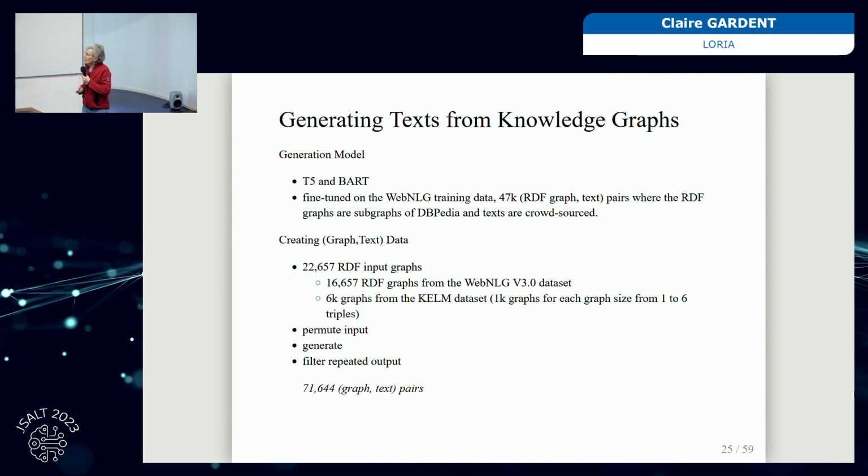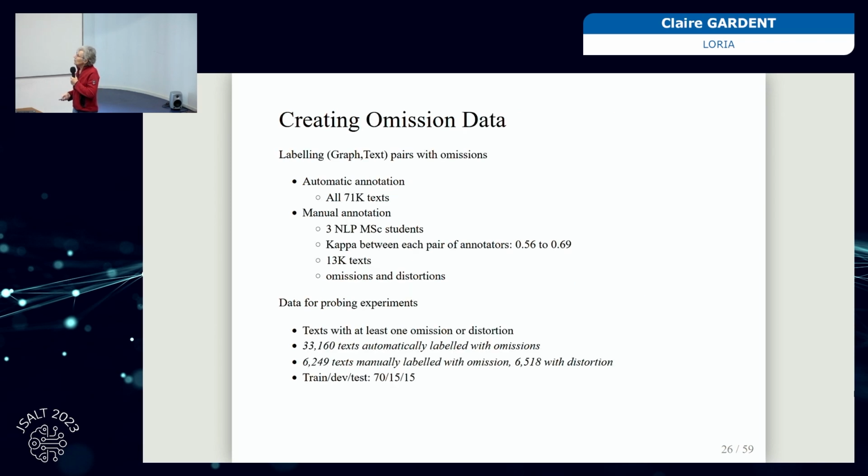Okay, so we create this large set of graphs, and then we apply our generation model to these graphs to generate the text. And at the end, we permute the input to have more output, and we filter the repeated output. So in the end, we end up with about 71,000 graph text pairs, where the texts are generated from these two models. And now we want to see where the omissions are in the generated text. We want to label them, so we can actually train and test the probes.